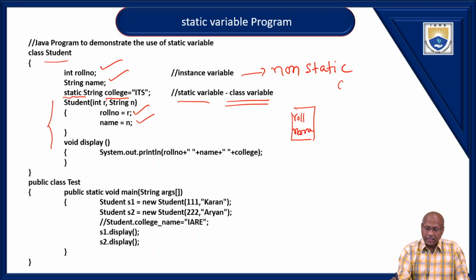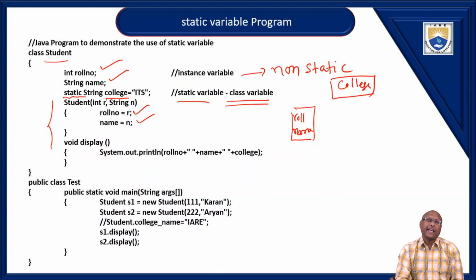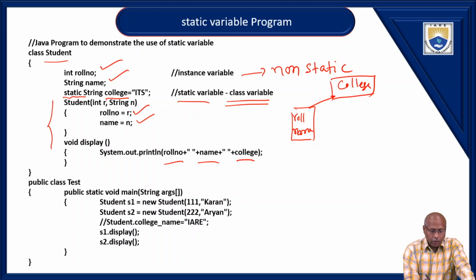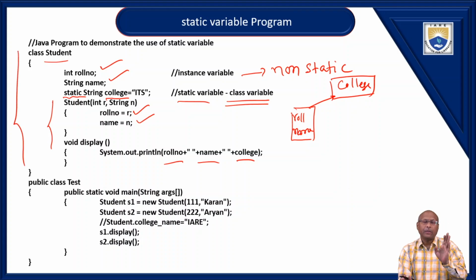Whereas your college is available in one place, that is a static place, also called class place, that is referred by this. So if you observe here, this method void display is displaying roll number, name and college, because college can be referred by my method. Now if you come to this program, this is which class? Student class. In the Student class, I am having roll number, name and college, but out of three, two are instance variables and one is a class variable. Roll number is instance, name is instance, whereas college is static.